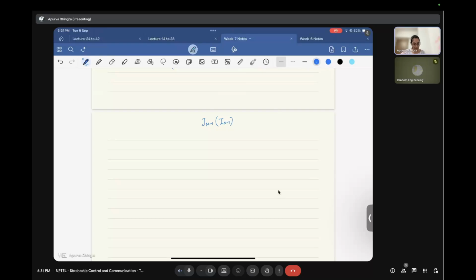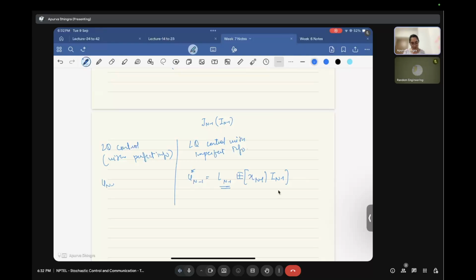This is how far we have reached, but still this is our argument up till now, that in the LQ control problem with imperfect information, the optimal action depends on some L term, some x_{n-1}, I_{n-1} term, where this L term is actually common if we were to work with the LQ control problem with perfect information. So where there were no observations or anything. Then also what we got was very similar. So there was an L_{n-1} and there was just x_{n-1}.